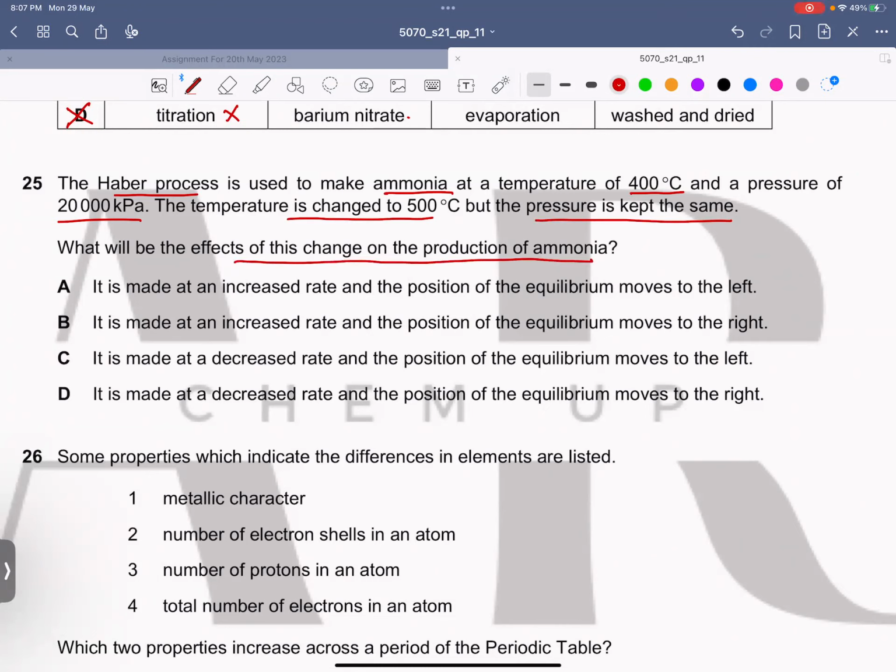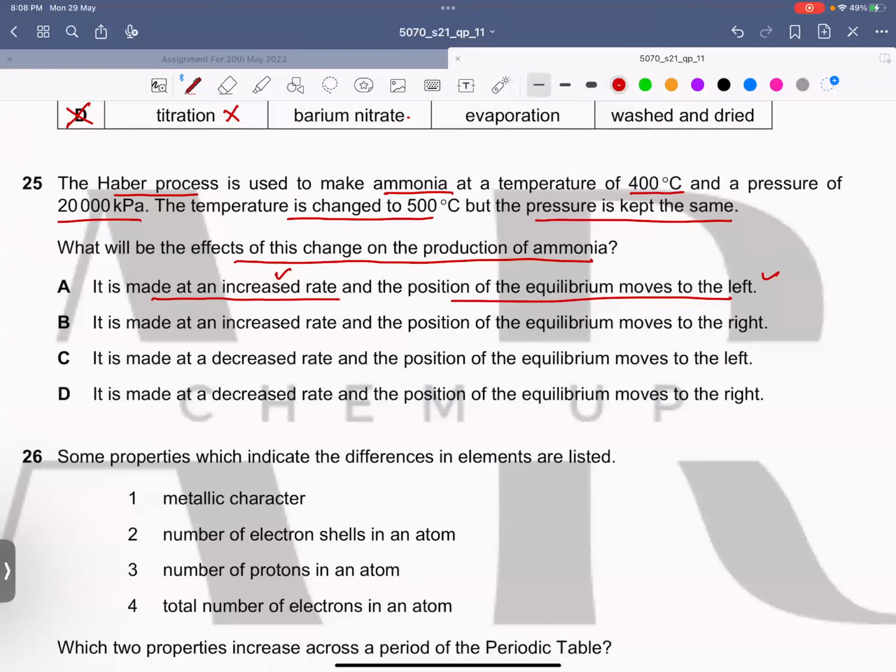If you recall, the forward reaction is exothermic. So if I increase the temperature from 400 to 500, the equilibrium will shift to the left. And if equilibrium shifts to the left, the yield of ammonia decreases. It is made at an increased rate. Yes, an increase in temperature increases the rate. That is correct. The position of equilibrium moves to the left. Yes, very good. So that is your correct answer.